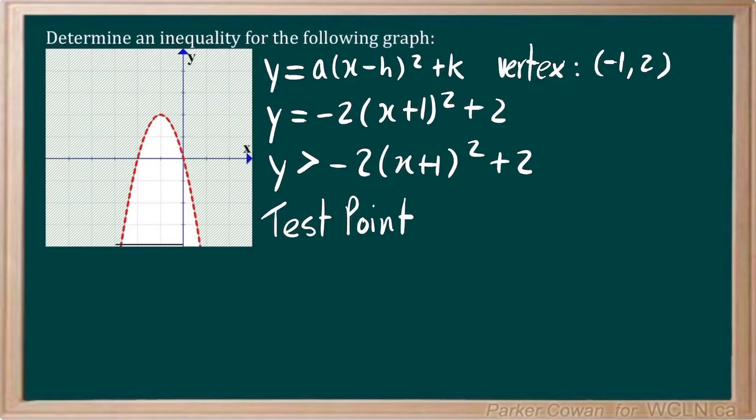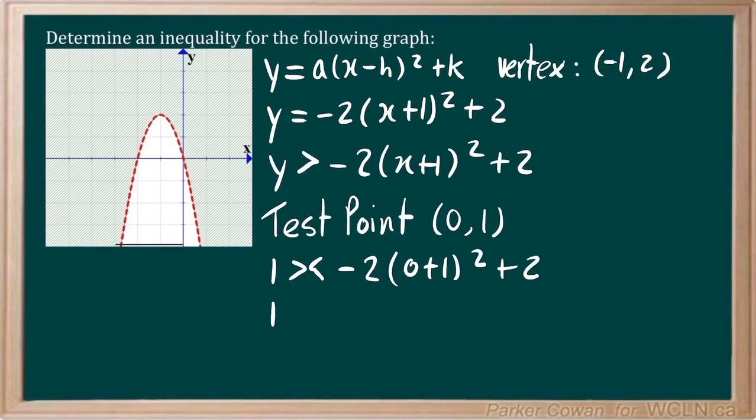So we need to pick a test point that's in the shaded region. I'm going to pick (0, 1). And so we're just going to plug this into our formula. Now it could be greater than or less than, so we're not really sure. So I'm going to use both of them for now, and then we'll pick the right one after. -2, we plug in our x value, which is 0.